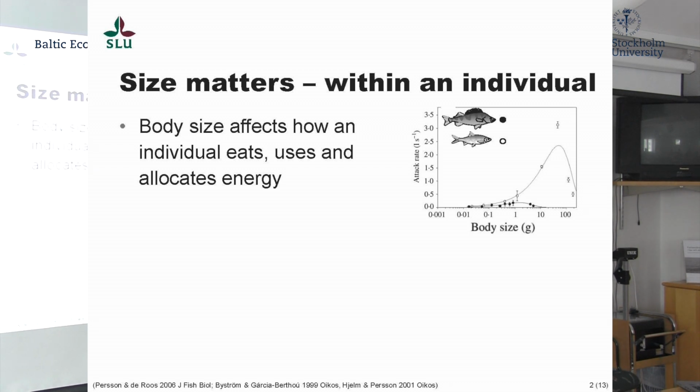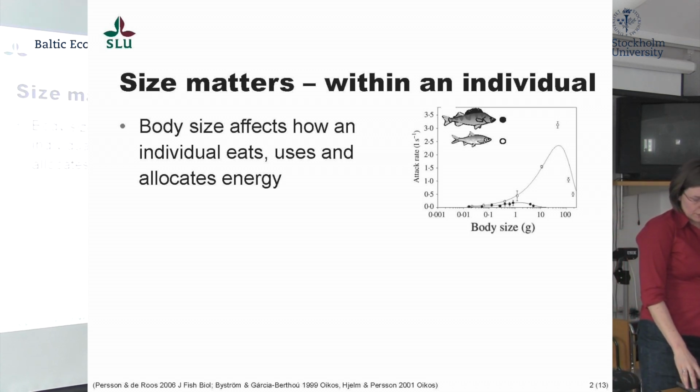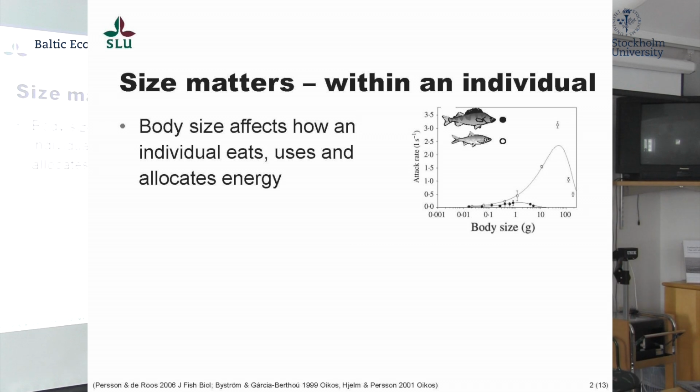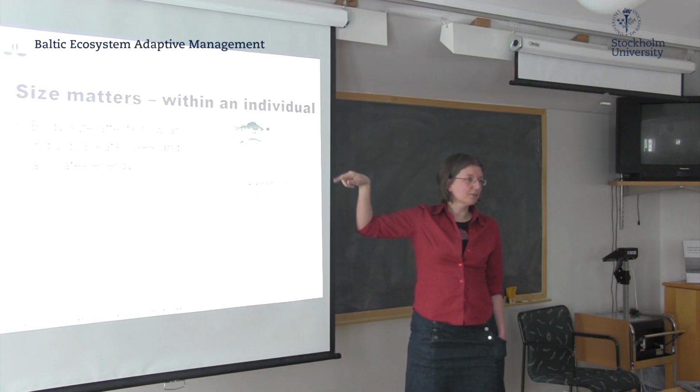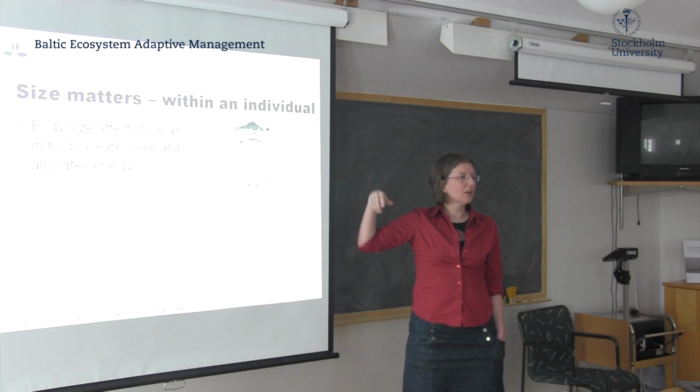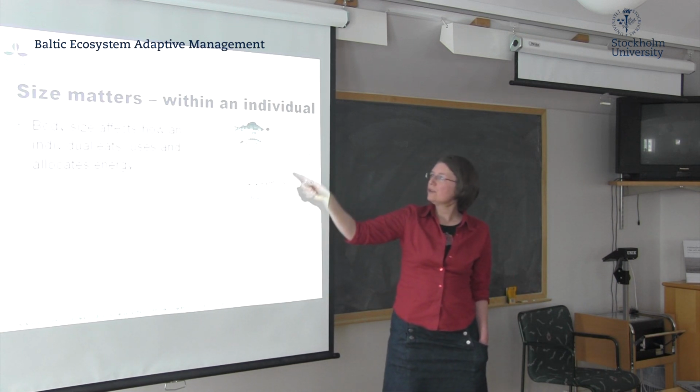So these are experiments. And you see how the attack rate first increases with size, because they're able to handle this prey, but then it declines with size again, because the prey becomes too small to be visible or tractable to handle. Now, size matters for how they eat, but also matters for the energy that is needed to maintain themselves. So the energetic cost of metabolism also increases with size. Usually something like this.